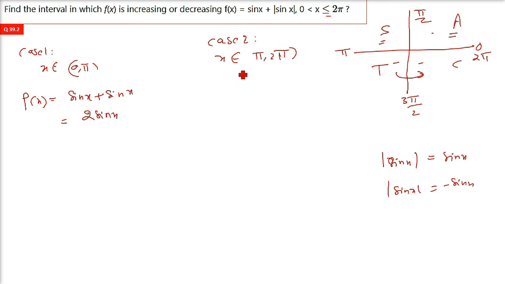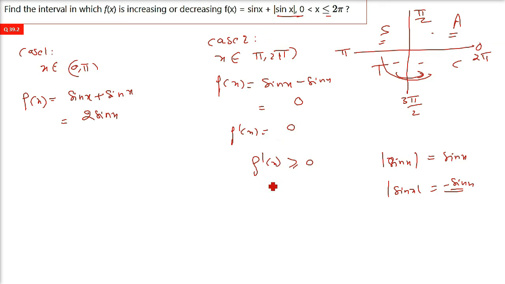But here when we take f(x) equals, because we are talking about pi and 2 pi, in between this is going to be negative sin x. So negative sin x minus sin x. So for the right part, case 2, between pi and 2 pi, it is going to be 0. If you take the differentiation, it will be 0. So f dash x should be greater than or equal to 0. You are getting 0, so it is increasing here. Logic-wise it is increasing because it is greater than or equal to 0. So equal to we have got.